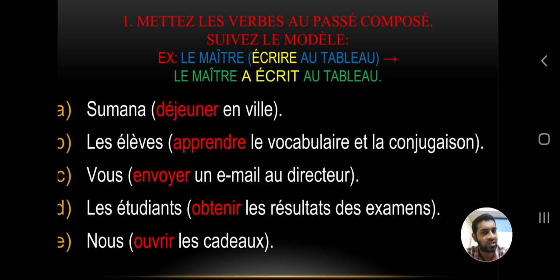Les étudiants, it's third person plural, right? So we conjugate ONT, we write ONT for avoir. Les étudiants ont obtenu les résultats des examens. So the students obtained the exam results.